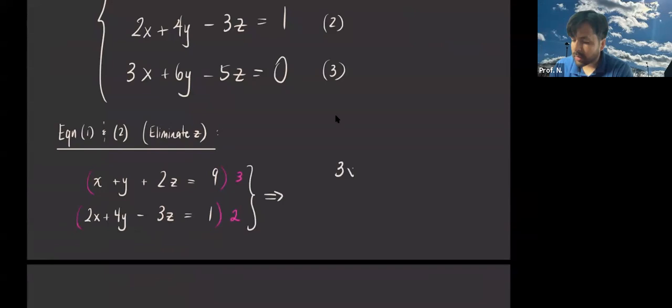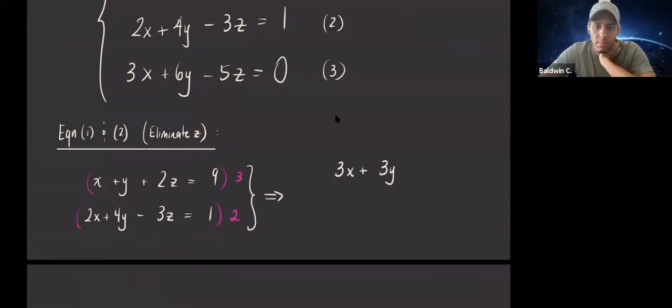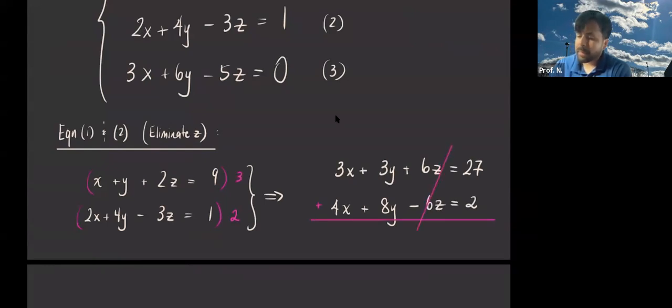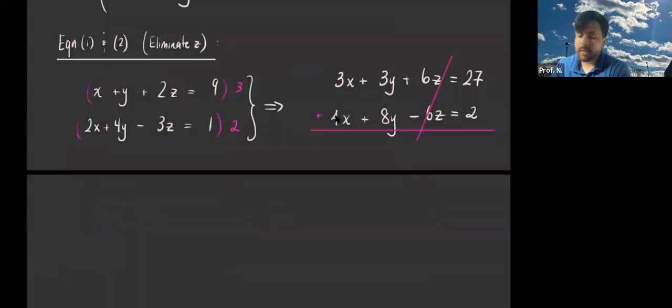I get 3x plus 3y plus 6z equals 27. And then I get 4x plus 8y minus 6z equals 2. And then when I add these, what happens? I eliminate the z's, and I'm left with what? 7x plus 11y equals 29.